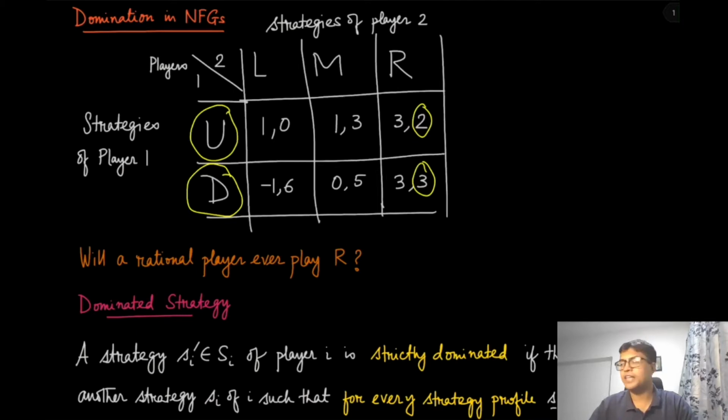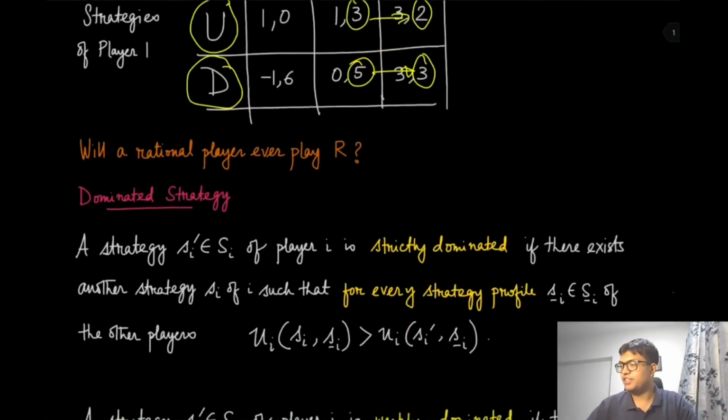But at the same actions, if you choose this action M, then you get 3, which is larger than 2, and you get 5, which is larger than 3. So there is no conceivable situation where you could have played R and you cannot improve that by playing M. Therefore, there is no reason why player 2 will ever play R. And in this context, we are going to say that this strategy R is dominated by strategy M for player 2.